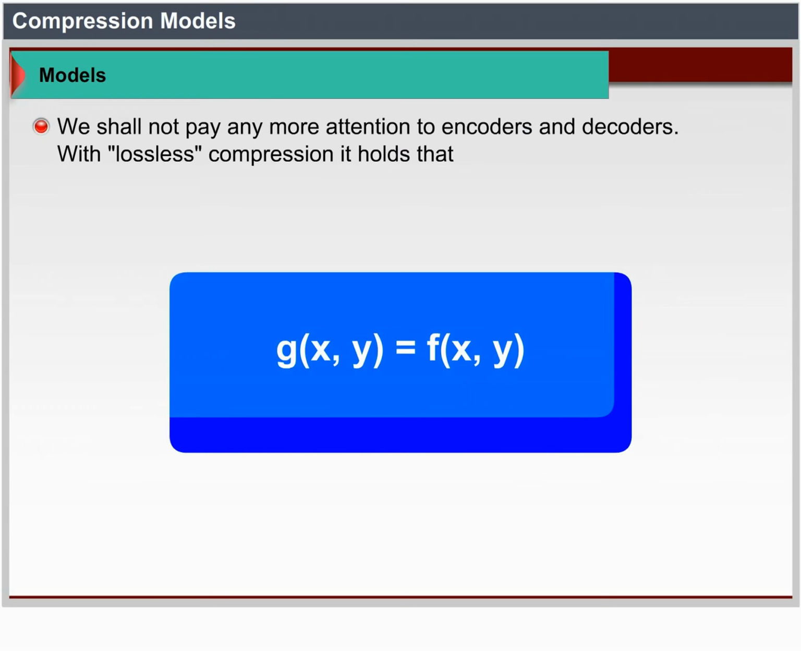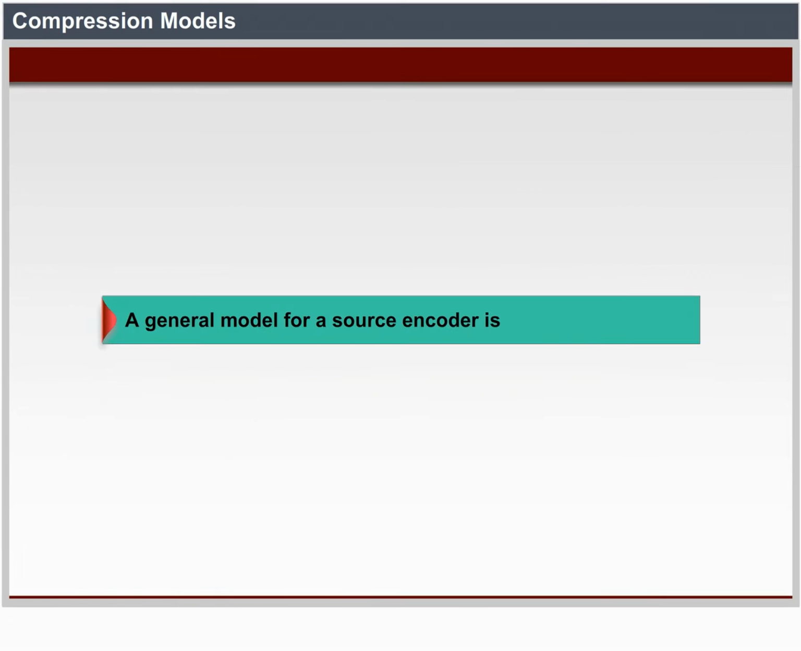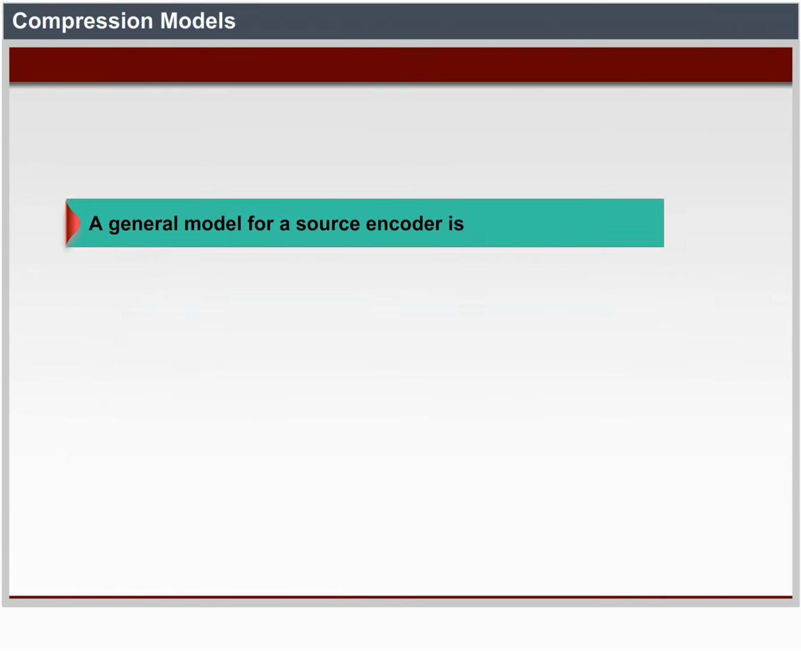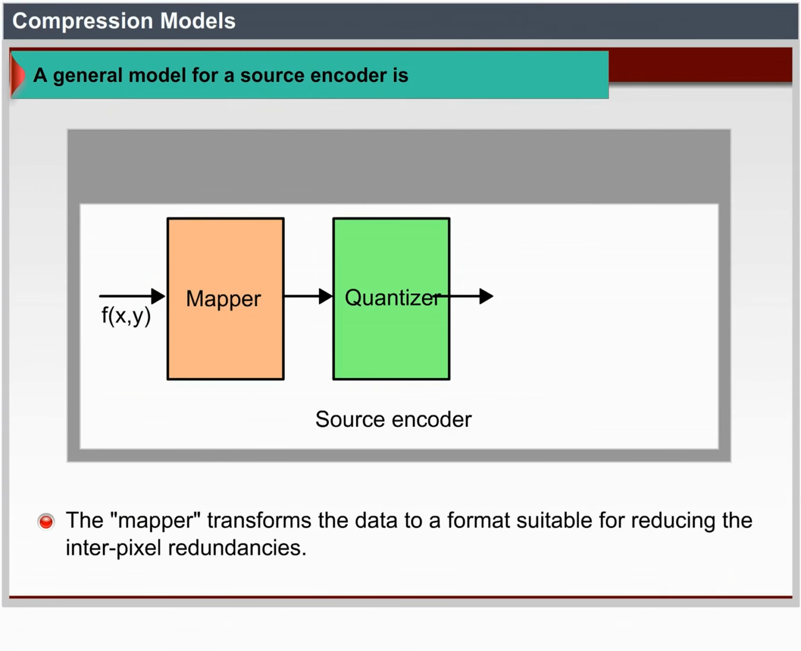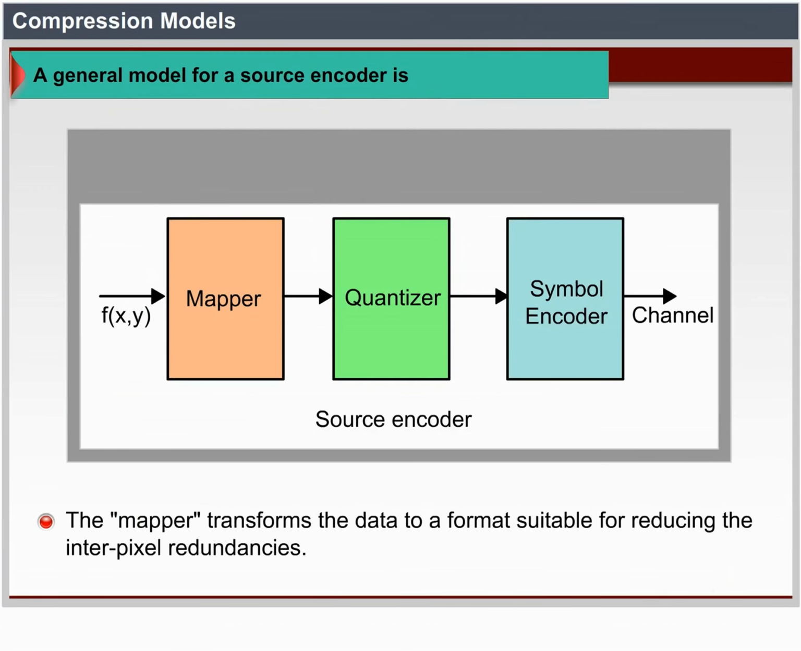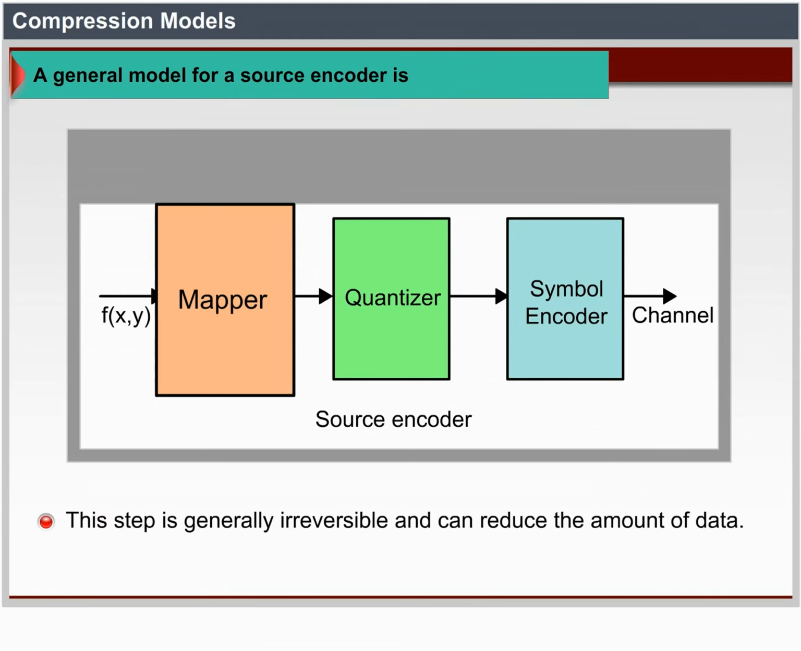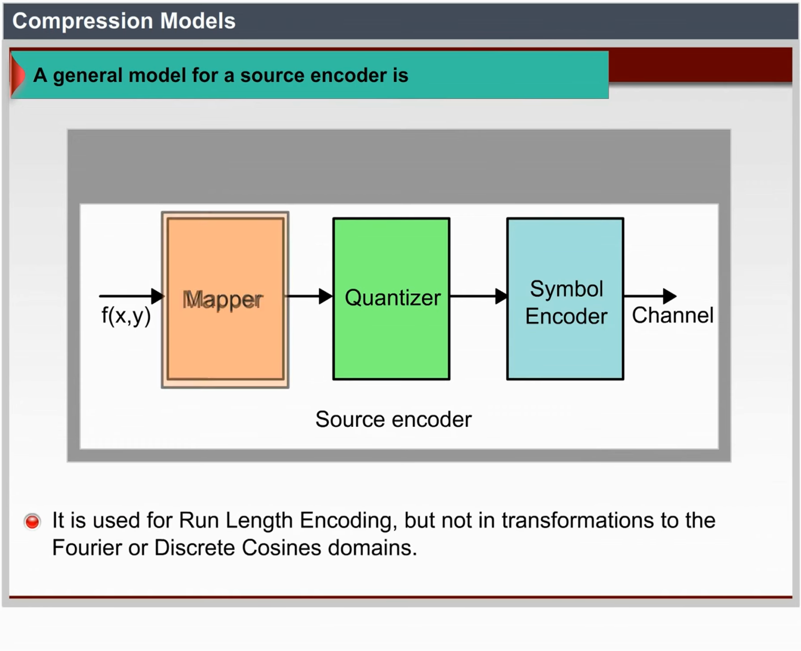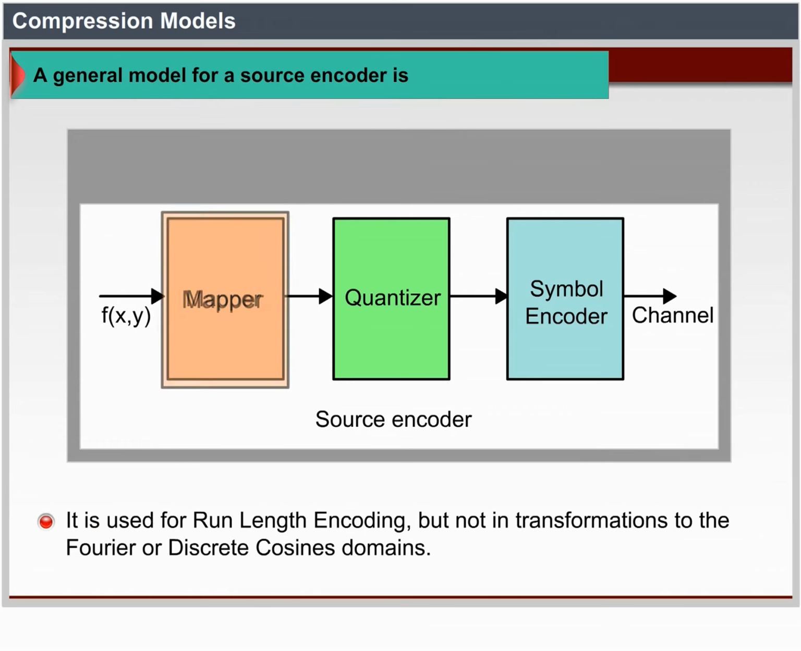With lossless compression, it holds that g(x,y) equals f(x,y). A general model for the source encoder is shown. The mapper transforms the data to a format suitable for reducing the interpixel redundancies. This step is generally reversible and can reduce the amount of data. It is used for run-length encoding, but not in transformations to the Fourier or discrete cosine domains.